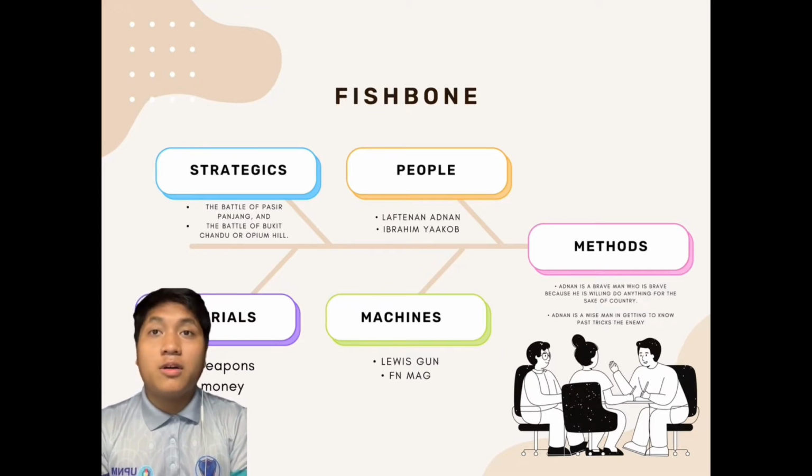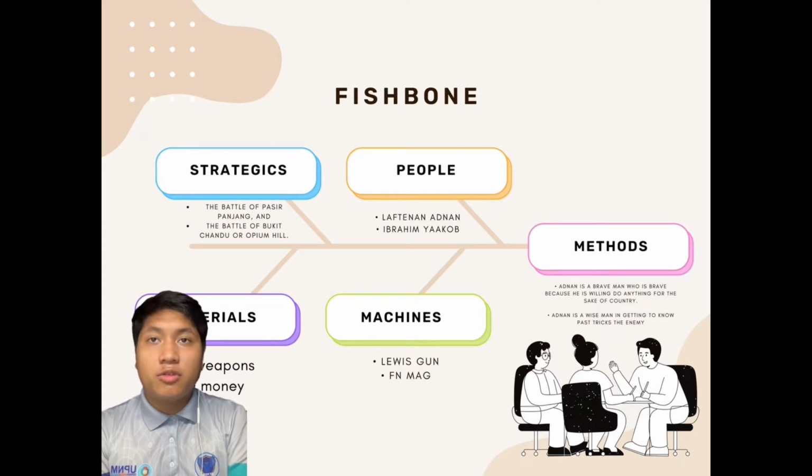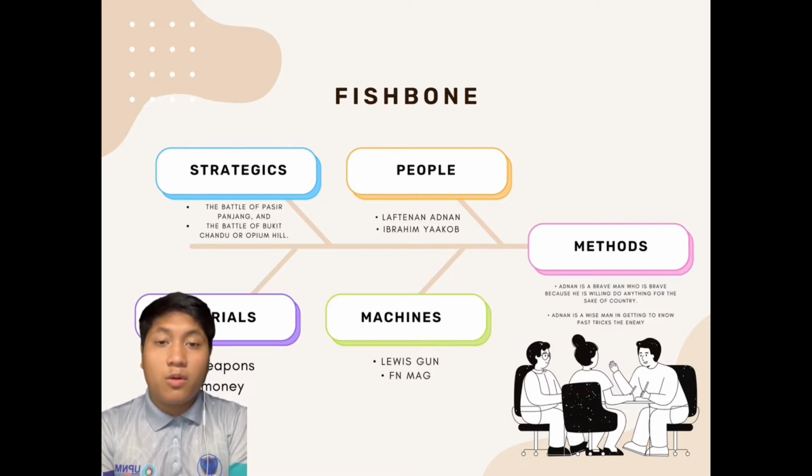I would like to explain about strategy in the Leftenan Adnan film using a fishbone diagram. The Battle of Pasir Panjang and the Battle of Bukit Chandu at Singapore. Both battles occurred during the final phase of the Japanese Imperial Army assault on the city of Singapore during the Battle of Singapore. Lieutenant Adnan was executed after the battle.